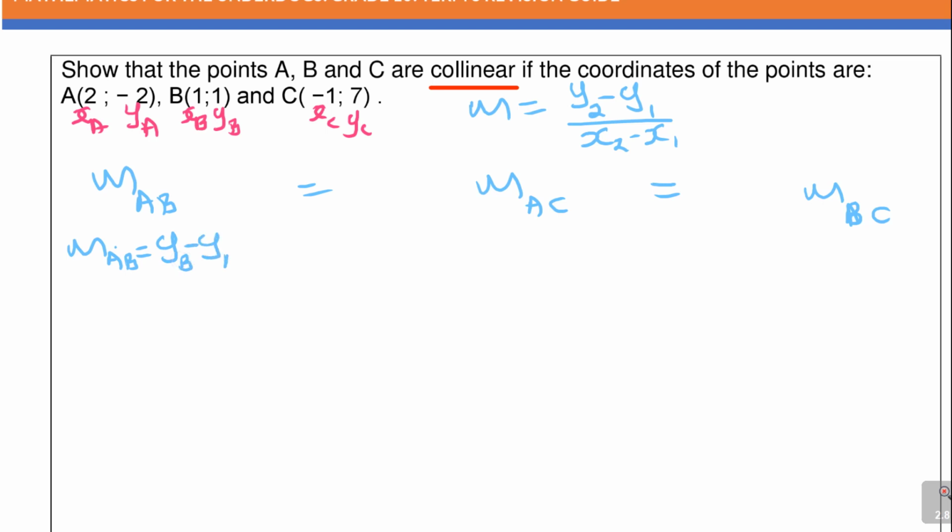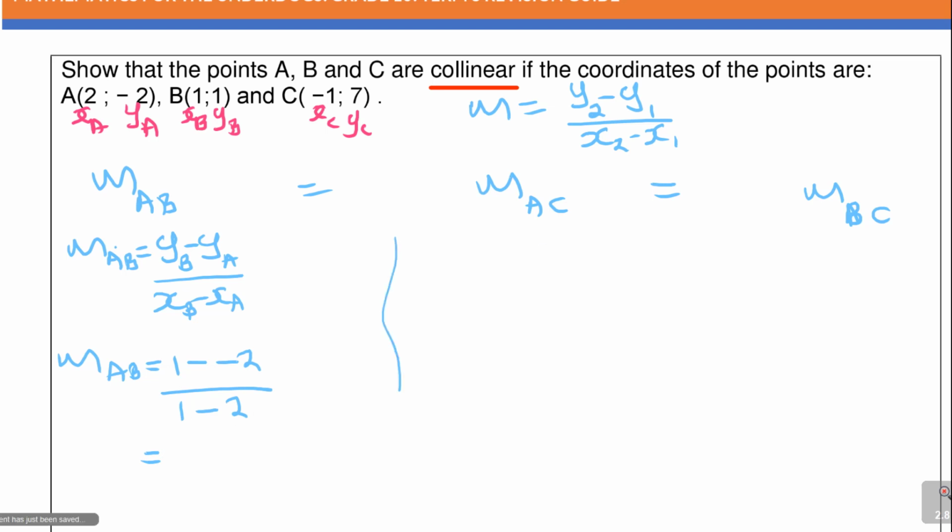YB minus YA over XB minus XA. You must maintain it now. Once you start with B, you maintain it. So gradient of AB is equal to what? YB is 1 minus YA, which is minus 2, over XB, which is 1 minus XA, which is 2. See that? Be careful there. It will give us the answer here, right?